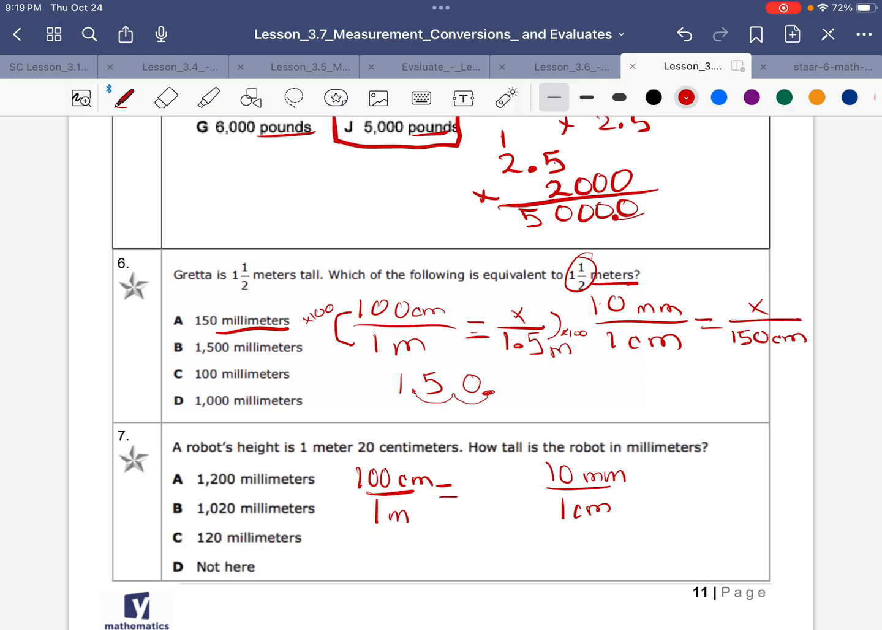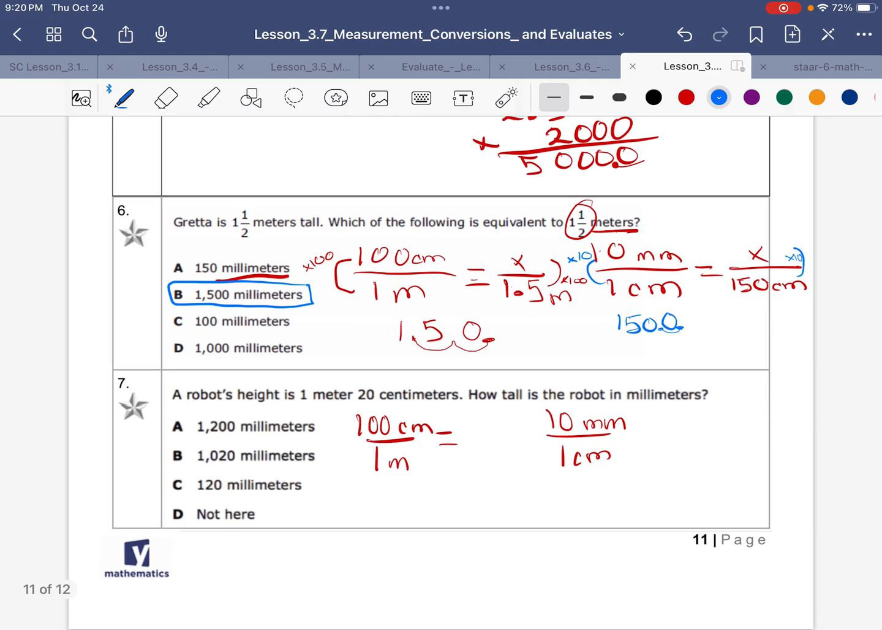But again, look here. I can go here to here. That is times 10. 1 to 10 is times 10. I can do the same thing here, times 10. Okay, so 150 times 10. My decimal's there. We move it one time. Now my decimal's back here. Fill in that space. It is 1,500 millimeters. Here it is. Boom.